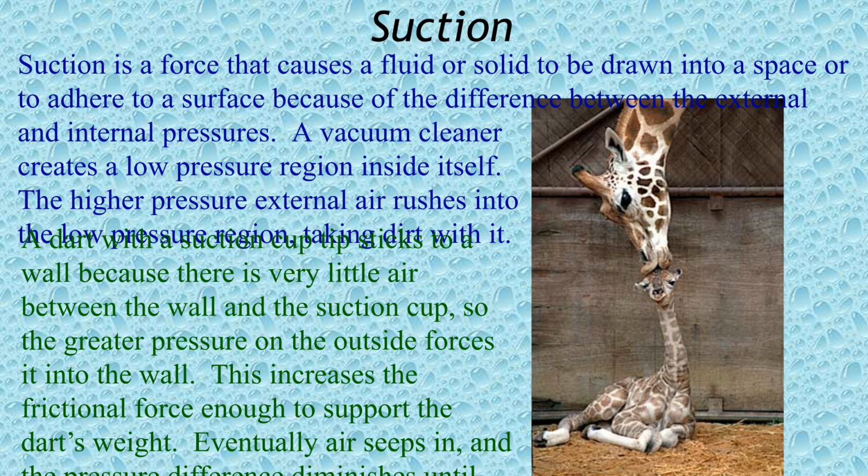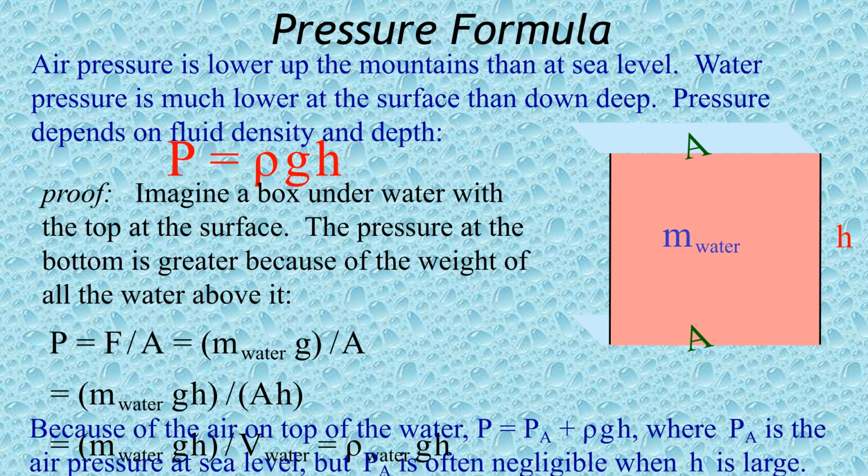A vacuum cleaner works by creating a low-pressure region inside, causing the higher external air pressure to rush in, carrying dirt. A suction cup sticks to a wall because the greater outside pressure forces it against the surface. Pressure depends on fluid density and depth, given by the formula P = ρgh. The pressure at the bottom of a container is due to the weight of the fluid column above it.